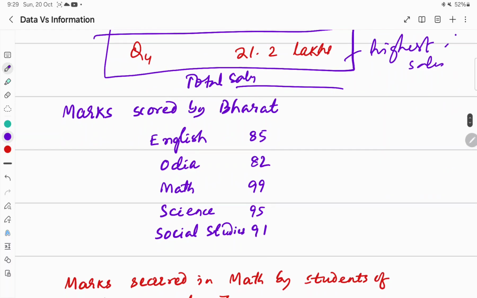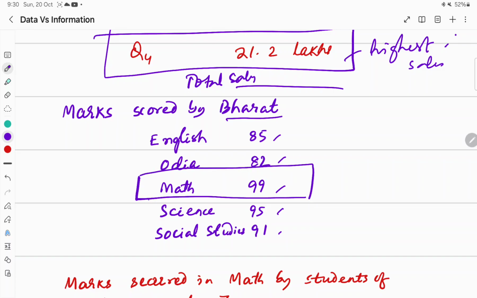Let us take another example. Marks secured by, say, one student, Bharat. In English he has secured 85, in Odia he has secured 82, in Math 99, Science 95, Social Studies 91. So from this we can say that Bharat scores highest marks in maths, followed by science. So this is information. So the two favorite subjects of Bharat are math and science.